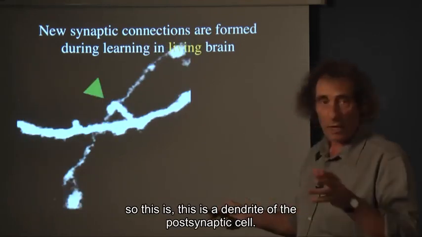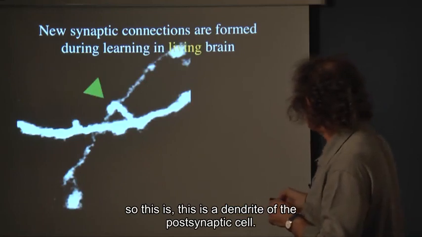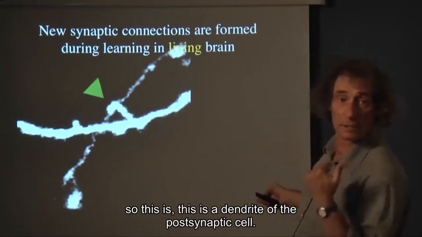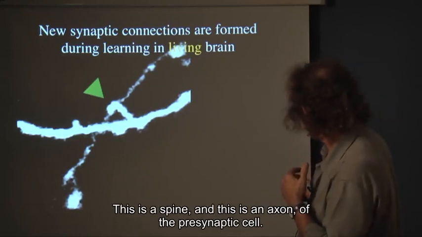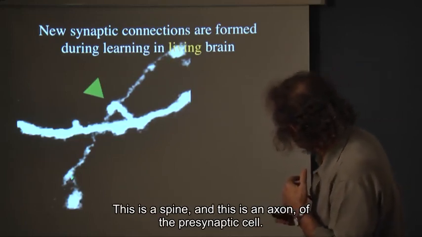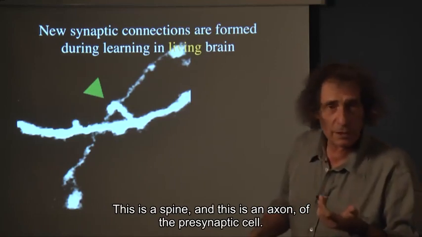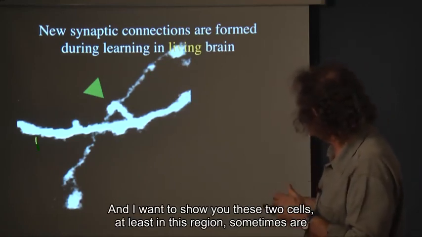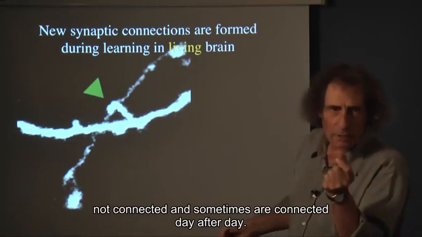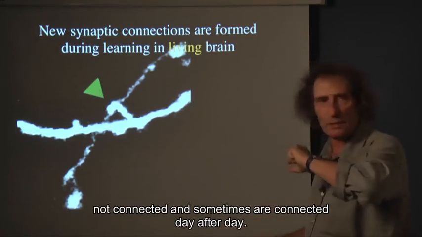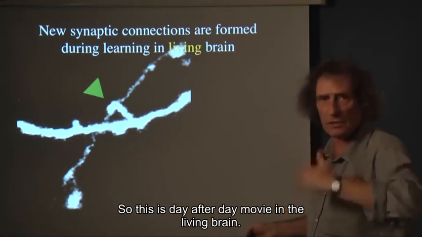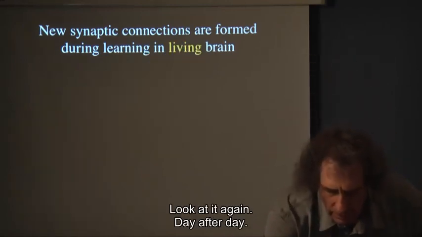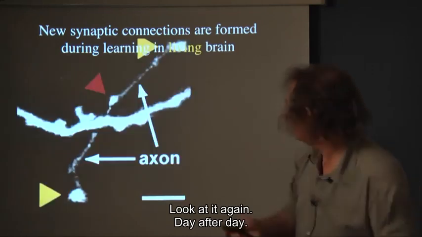So just to highlight what you must see. This is the dendrite of the postsynaptic cell. This is a spine. And this is an axon of the presynaptic cell. And I want to show you that these two cells, at least in this region, sometimes are not connected and sometimes are connected day after day. So this is a day after day movie in the living brain. Look at it again, day after day.